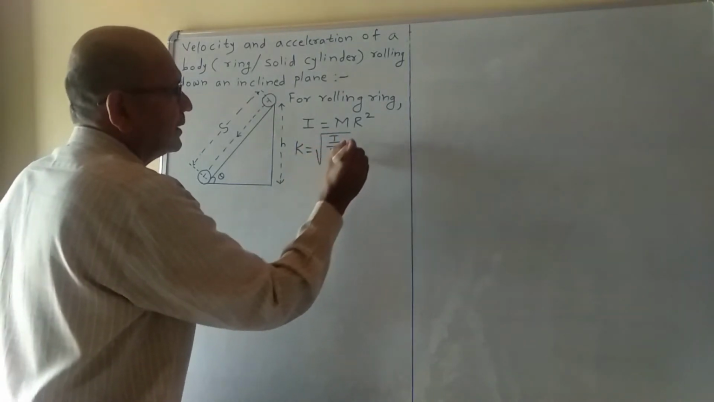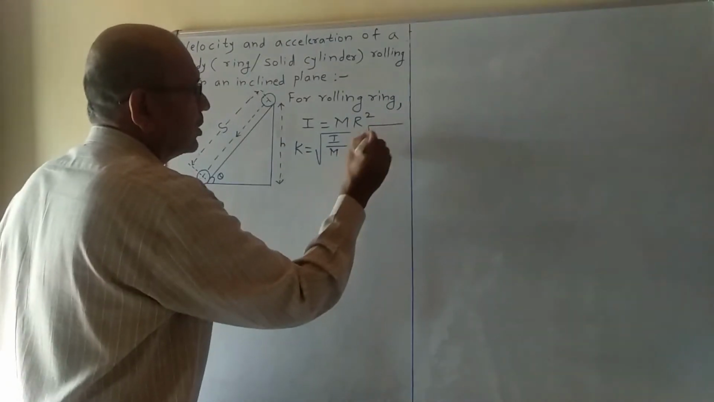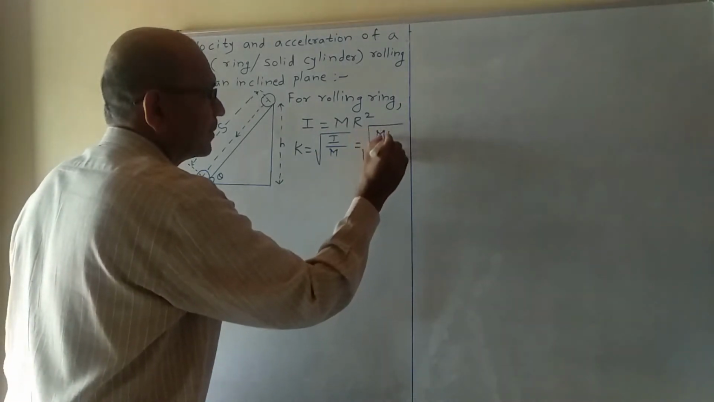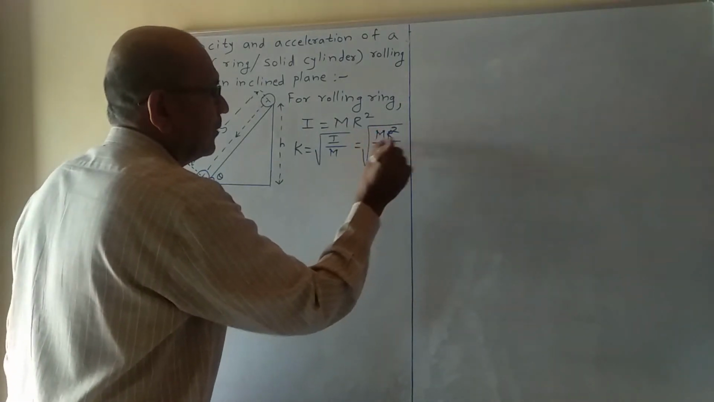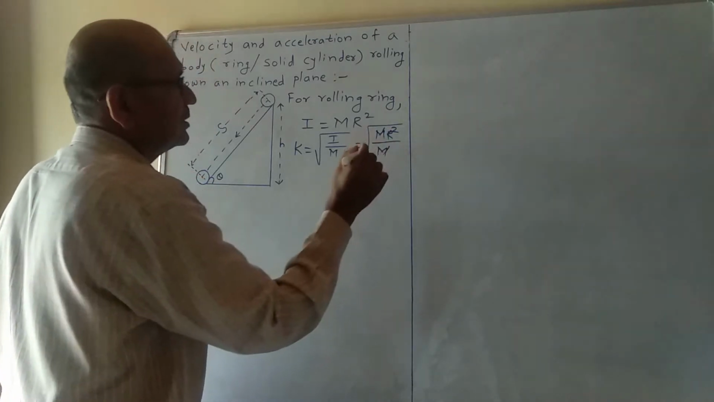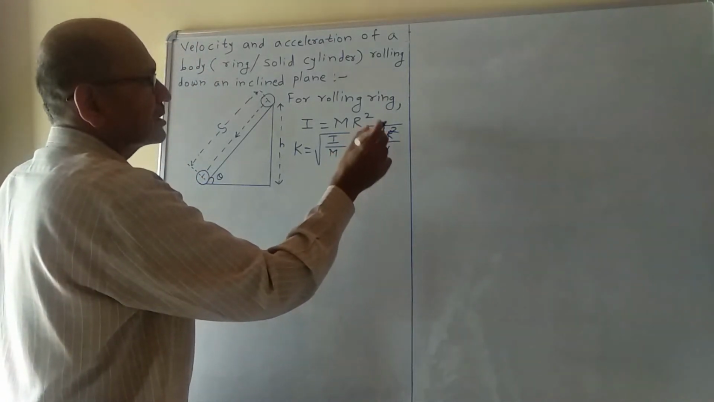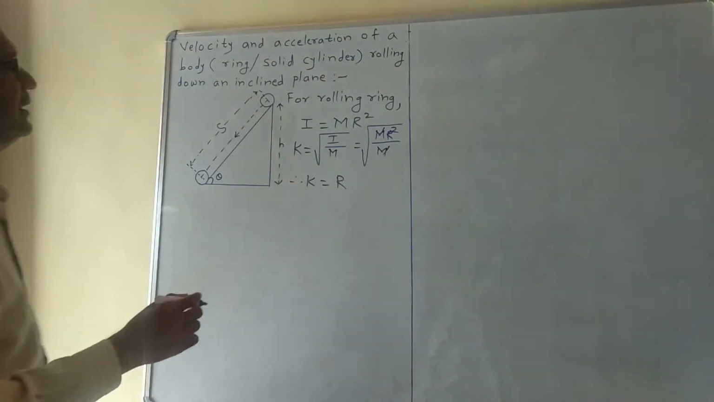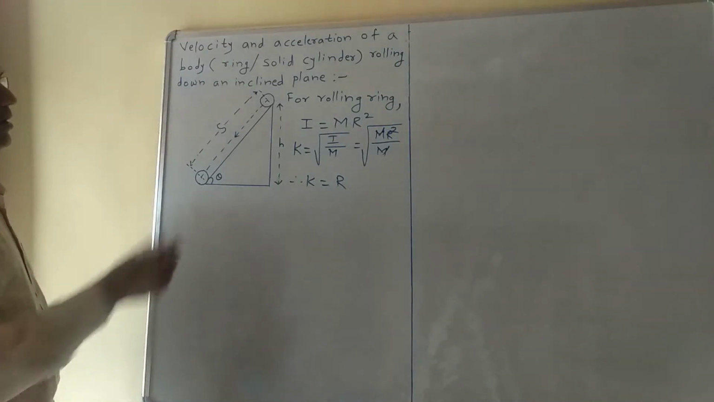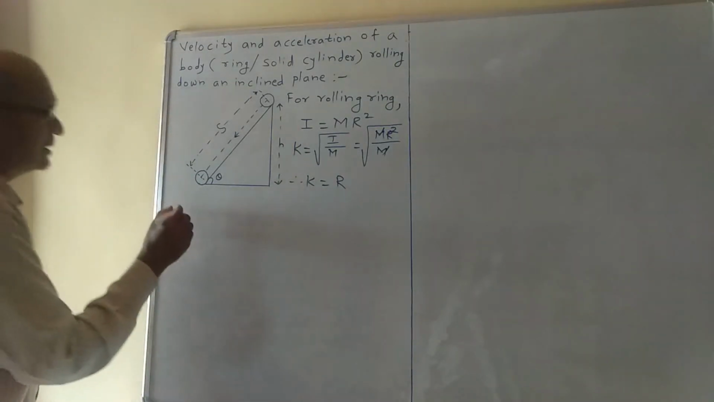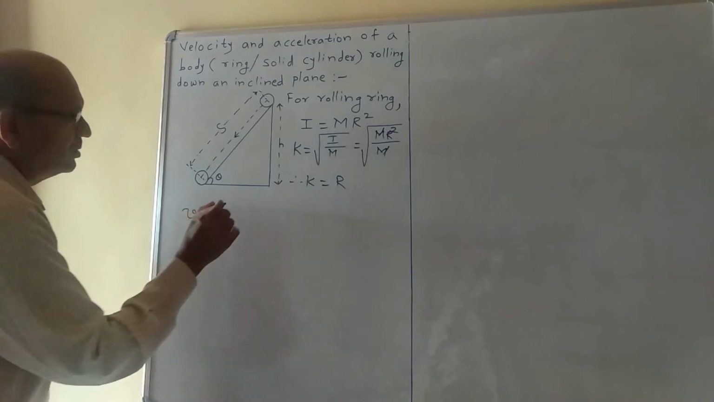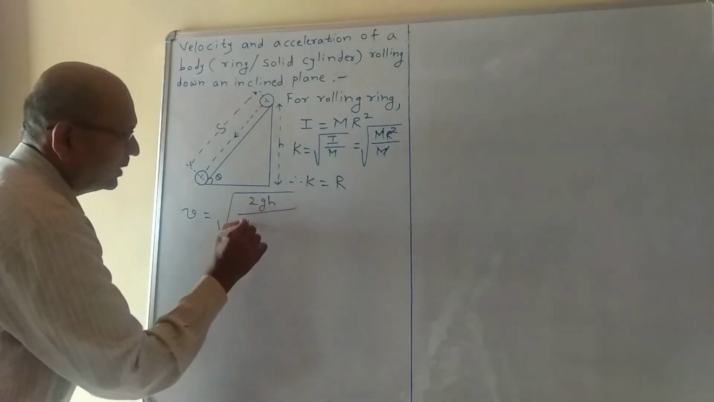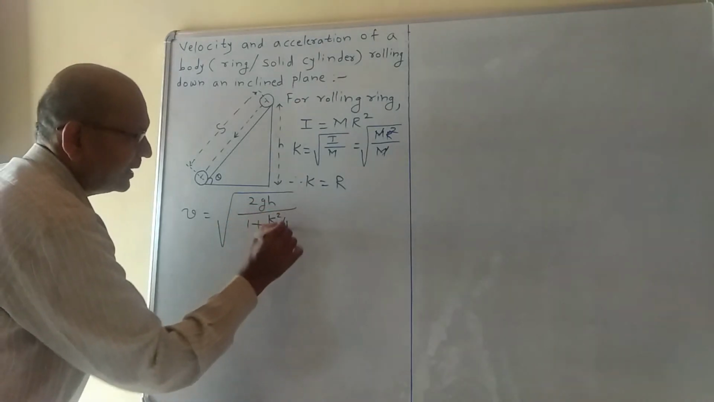upon m, equals under root of, substitute the value of I as mr square, upon m, cancel out, and under root of r square is r. Thus, k is equal to r. Now, the linear velocity of a rolling ring is given by v equals under root of 2gh upon 1 plus k square by r square.